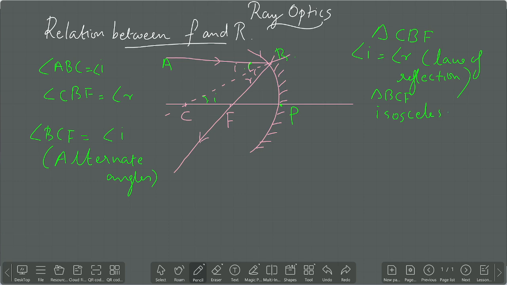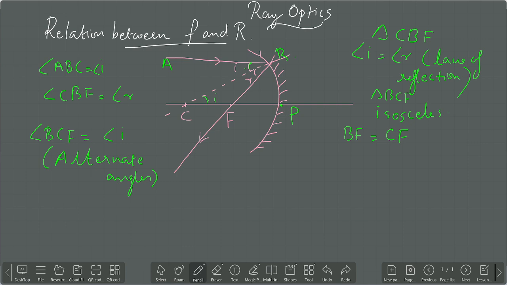Isosceles triangle. Two angles are equal and their opposite sides also will be equal. So according to the triangle property, this I and R, already they are equal according to law of reflection. When the angles are equal, opposite sides also will be equal. That makes this small triangle isosceles. If isosceles triangle is there, opposite sides you can equate, no? What are the opposite sides? Opposite to angle I is BF, which is equal to the side opposite angle R, CF. Very simple thing.